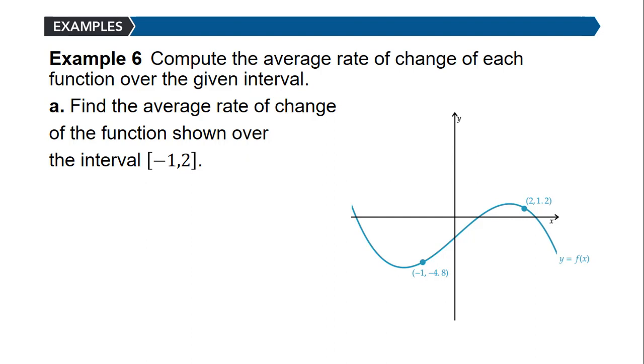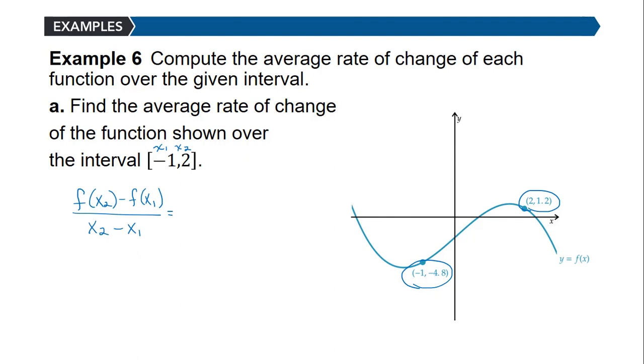And we want to find the average rate of change of this function shown over the interval -1 to 2. So in this case, the -1 to 2 represents our x values, our x sub 1 and our x sub 2. So to find the average rate of change, we have to find f of x sub 2 minus f of x sub 1, and then divide it by x sub 2 minus x sub 1. Well, the 2 points give us what the y values are. We know the points (2, 1.2) and (-1, -4.8).